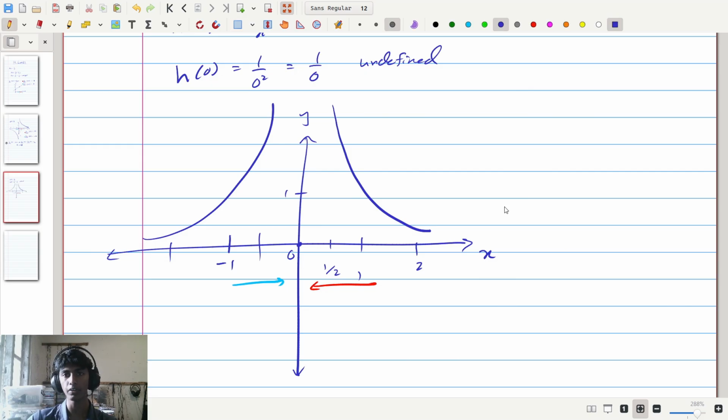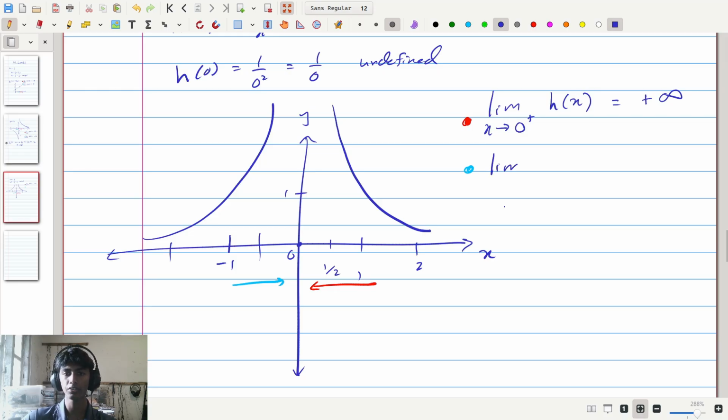If we write out the red limit and the blue limit, the red limit is written as the limit as x goes to 0 from the positive direction of h of x. This is equal to, as we can see, when we get smaller and smaller x's, we are going towards positive infinity. So therefore this is equal to positive infinity.